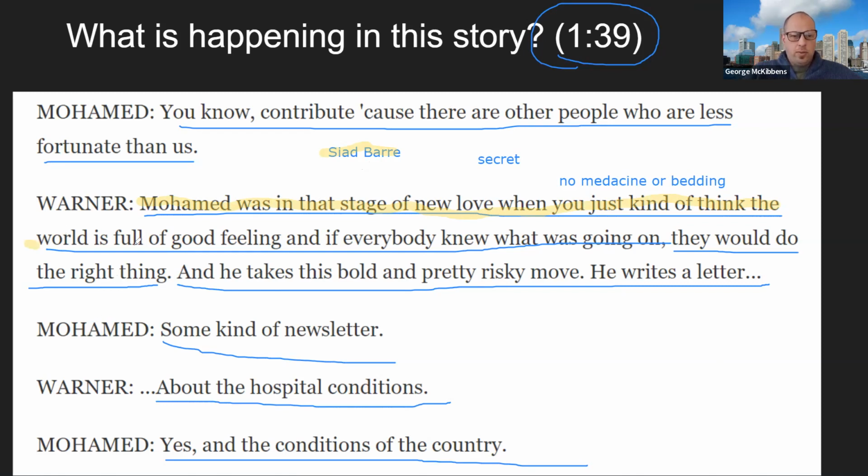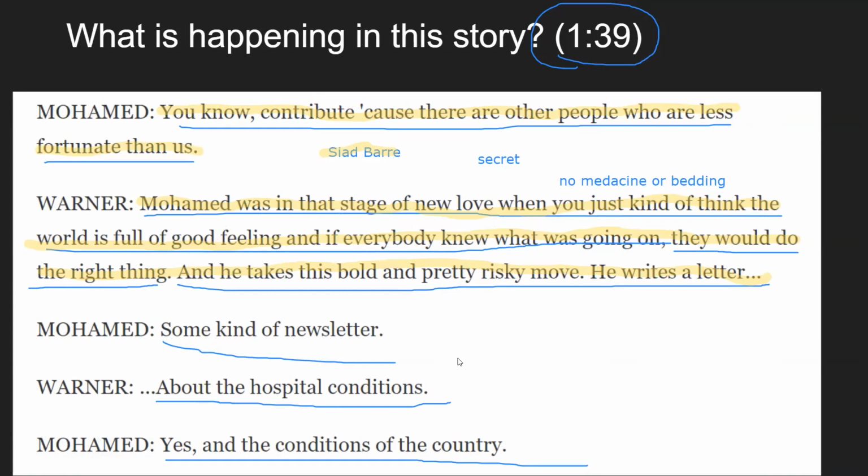The doctor, Abakor, wanted to raise money so the hospital could have medicine, but he wanted to do it quietly. And Muhammad, for whatever reason, he didn't want to be quiet at all. Exactly what Fatima just read. Muhammad said, I want to contribute to other people who are less fortunate than us. What would motivate Muhammad to do what the host of the show says was a bold and risky move? Why would he do that? Because he feels love. There we go.